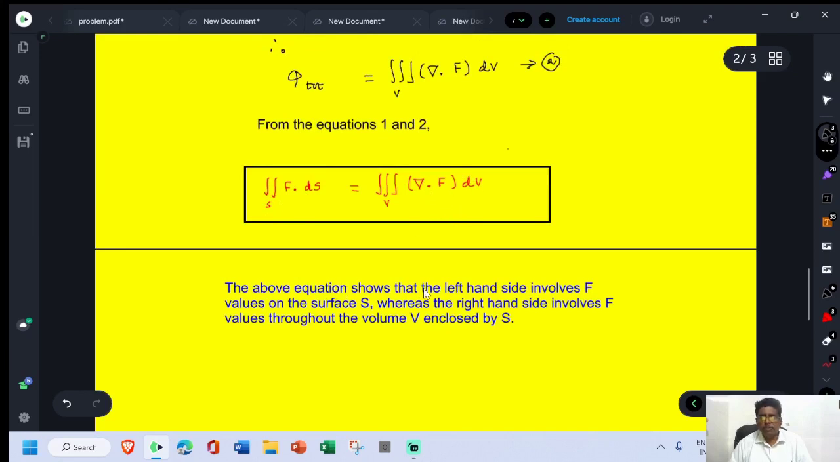The above equation shows that the left hand side involves F values on the surface S, whereas the right hand side involves F values throughout the volume V enclosed by S. That's all about the Gauss divergence theorem.